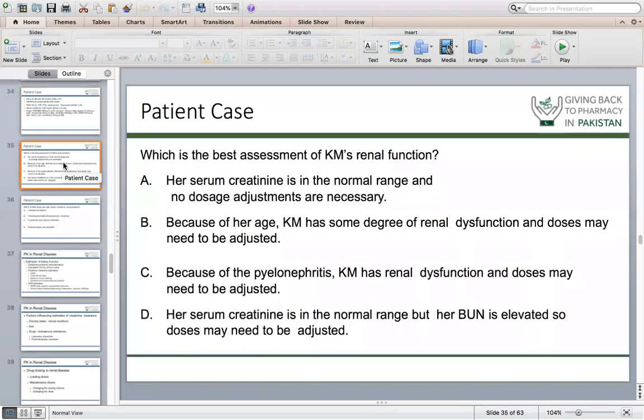So what is the question asking about this case? What is the best assessment of KM's renal function? A: Her serum creatinine is in the normal range and no dosage adjustments are necessary. B: Because of her age, KM has a certain degree of renal dysfunction and doses may need to be adjusted. C: Because of pyelonephritis, KM has renal dysfunction and doses may need to be adjusted. D: Her serum creatinine is in the normal range, but her BUN is elevated, so doses may need to be adjusted. What do you think?